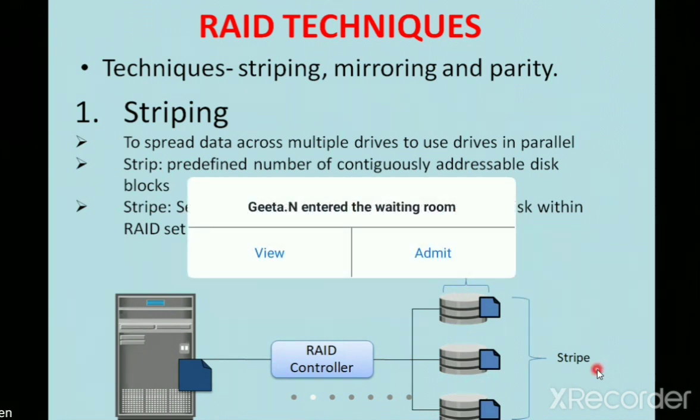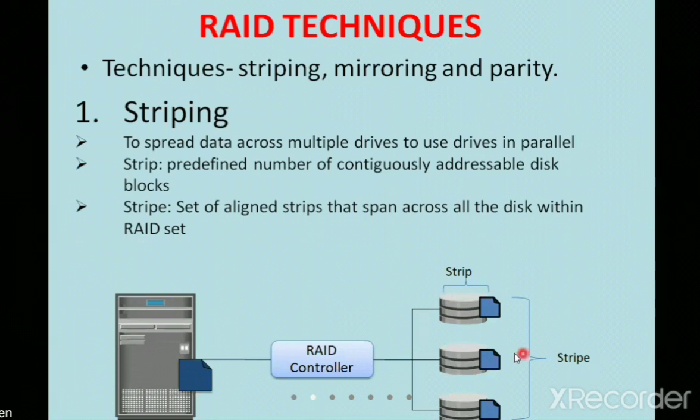So please remember, there is a difference between the strip and the stripe. The strip is nothing but a disk of the blocks. In this one there will be a set of blocks where the data will be stored, and here also, this is the second disk, this is the third disk. When I say a stripe, please remember, it is the aligned strip that is going to span across all the disks within this RAID set.